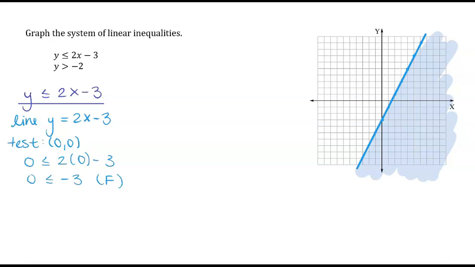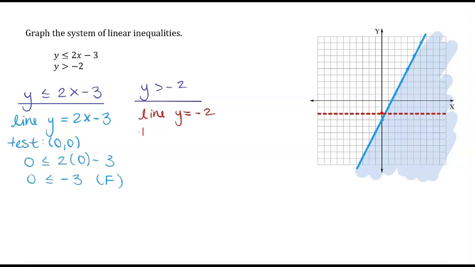Now let's look at the second inequality. y is greater than negative 2. We'll start by focusing on the line y equals negative 2. This is the horizontal line with y-intercept of -2. Since we have a strict inequality, we want to make sure we graph a dashed line.